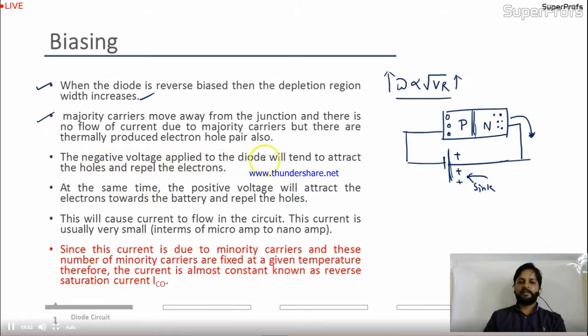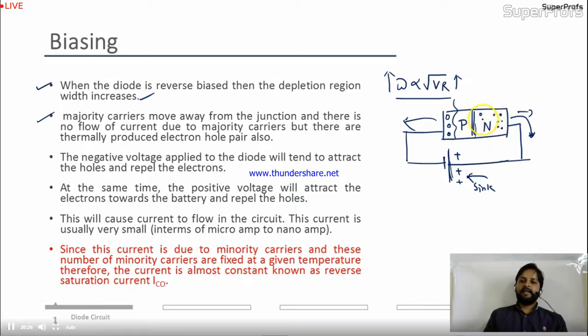The negative voltage applied to the diode will tend to attract the holes and repel the electrons. Simple. At the same time, the positive voltage will attract the electrons towards the battery and repel the holes, right? This will cause current to flow in the circuit. This current is usually very small. If we talk about the minority carriers, why? Because majority carriers are going away from the junction, so they are meaningless to us in terms of current.